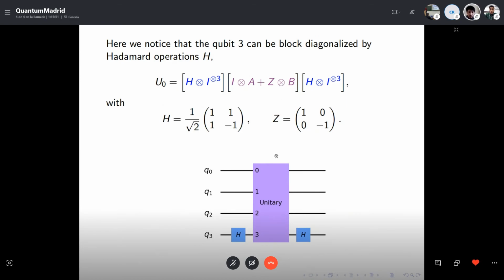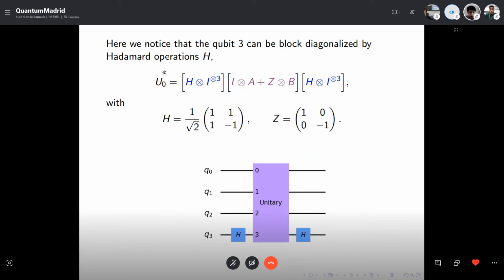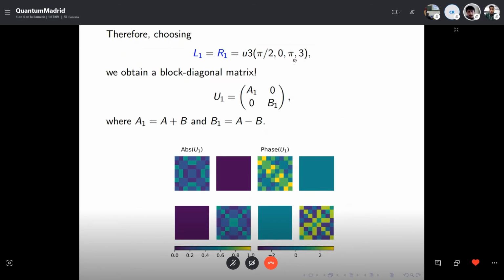And in the middle there is a big unitary between all the qubits. Now we choose the operation L and R in order to block diagonalize the matrix. So we have to invert this operation and this operation, and choosing L and R with this U3 operation that actually implements the Hadamard, we obtain this matrix. Fine, so we have a block diagonal matrix.